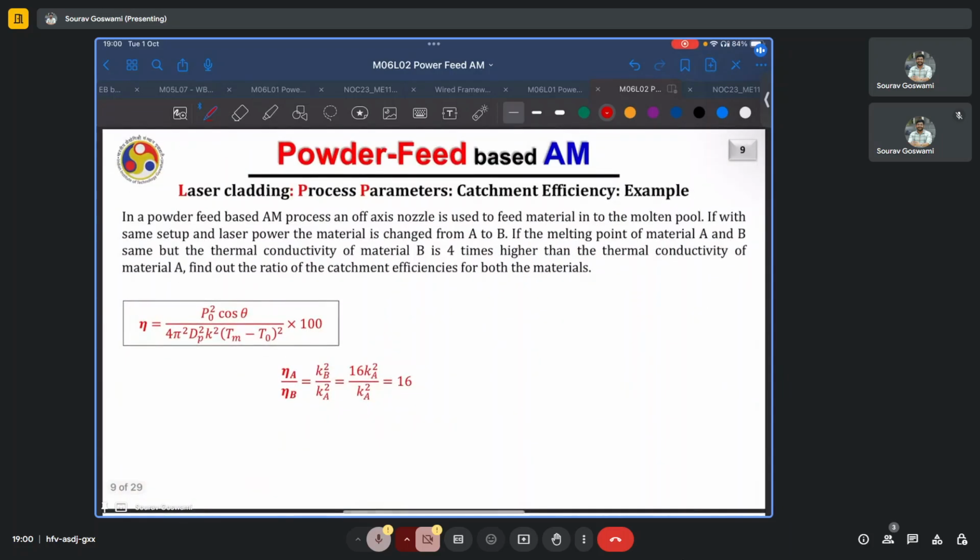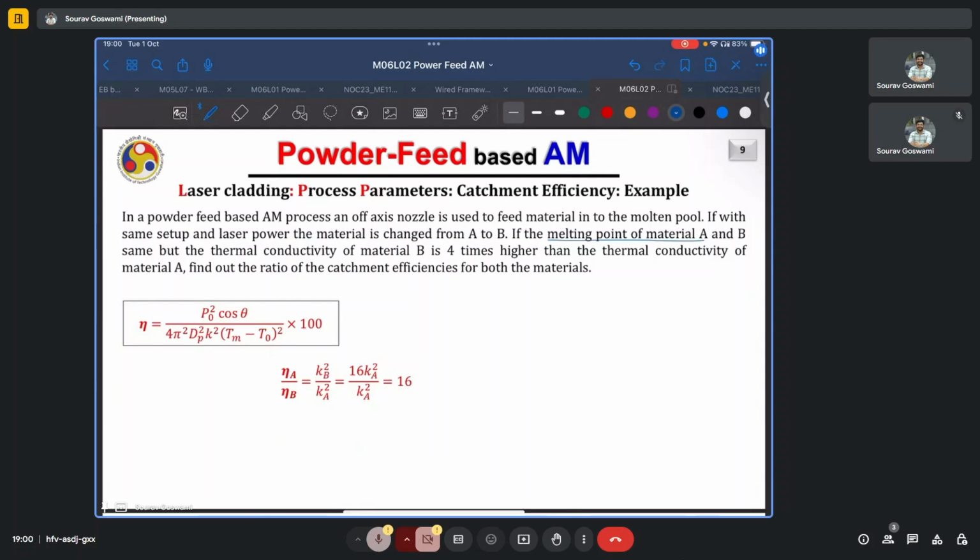And there is a simple example here. So in a powder feed based AM process, an off-axis nozzle is used to feed material into the molten pool. If with the same setup and laser power, the material is changed from A to B, and the melting point of material A and B are the same, but the thermal conductivity of material B is 4 times higher than thermal conductivity of material A, find out the ratio of the catchment efficiencies of both the materials. So we are told that the melting point of material A and material B are the same, the thermal conductivities are different, and the other process parameters remain the same.